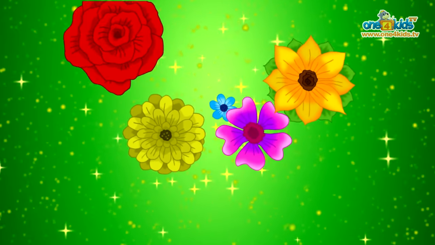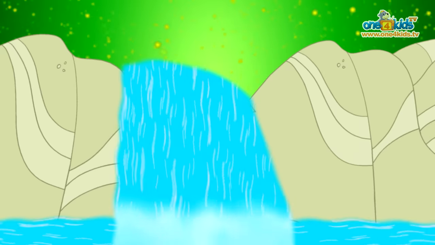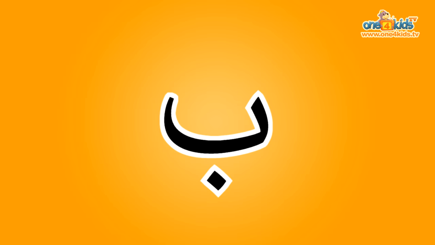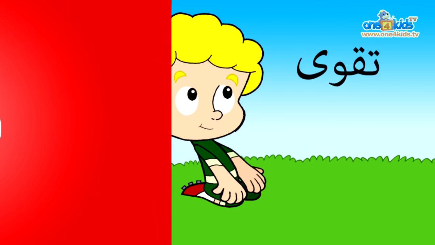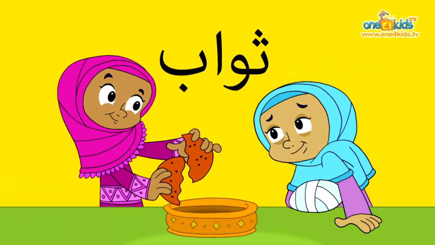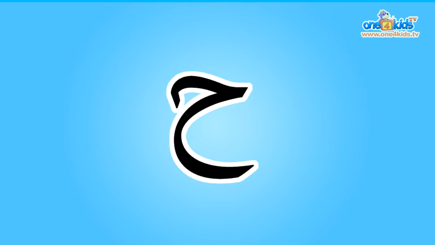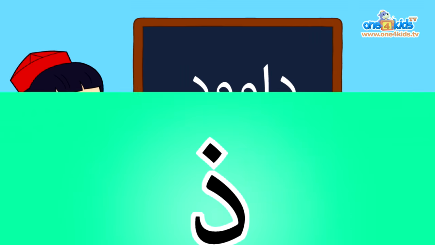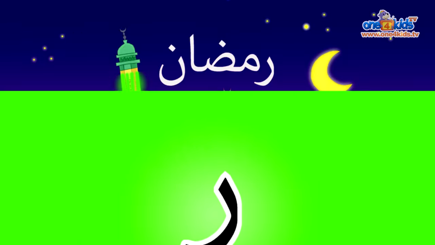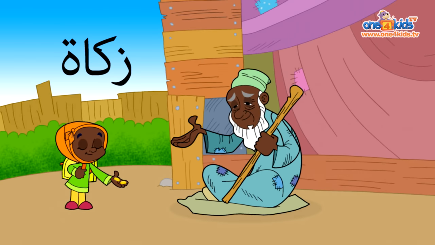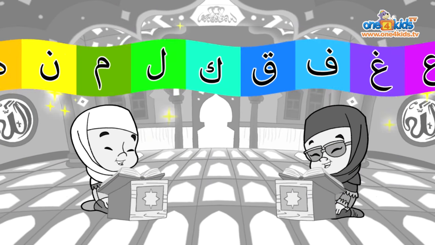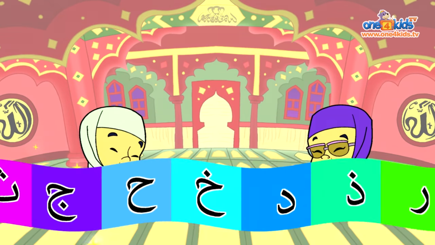Al-Quran, the language of our beloved Muhammad, the last prophet sent from Allah. Alif is for Allah, Ba for Bismillah, Ta is for Taqwa, and Tha for Thawab. Jim is for Jannah, Ha is for Hajj. Kha is for Khalid, and Dal for Dawood. Dhal is for Dhahab, Ra for Ramadan. Zain is for Zakat, and Sin for Salam.